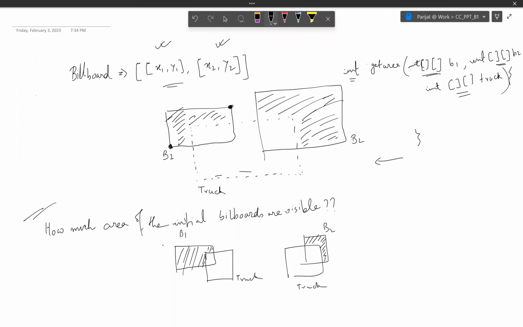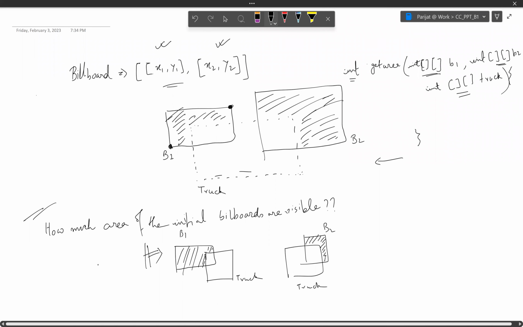Or an even simpler modification of the question: given two rectangles like this, how do you know whether they are intersecting at all or not? We can check it by checking whether the x coordinate of the billboard is in between the truck, or the truck's x coordinate is in between the billboard, and whether the y coordinate is in between or not. By that we can check if they are intersecting.